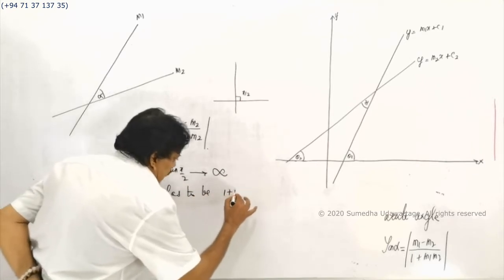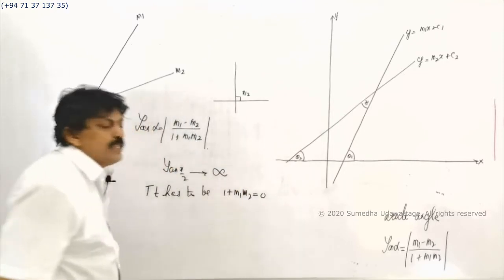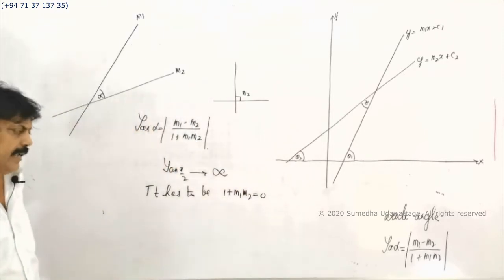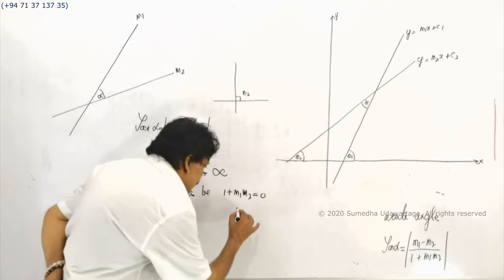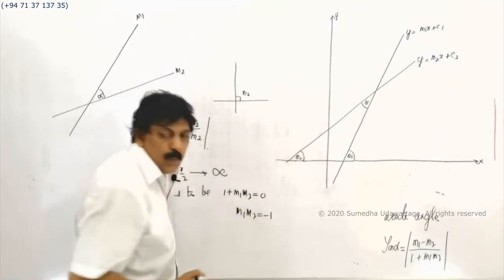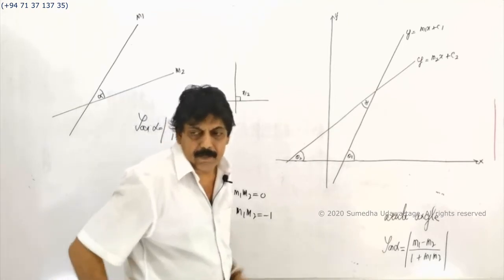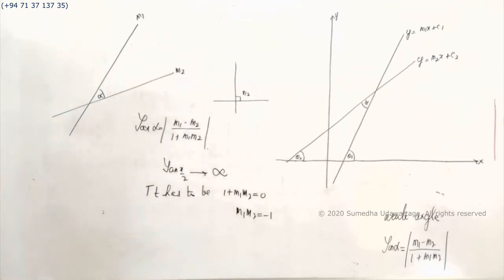1 plus M1 M2 is equal to 0. M1 M2 is equal to minus 1.